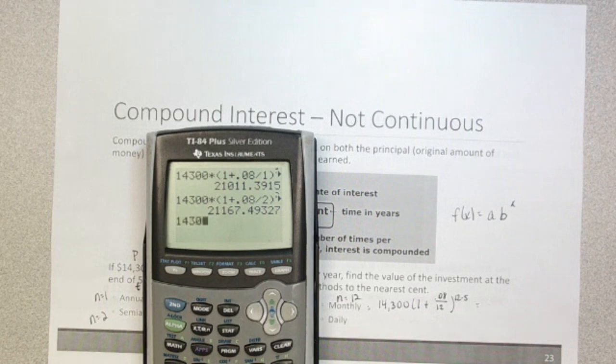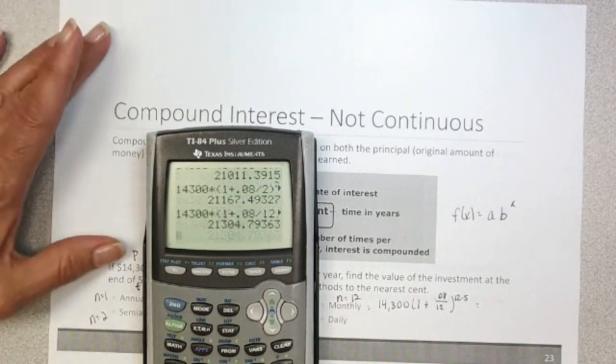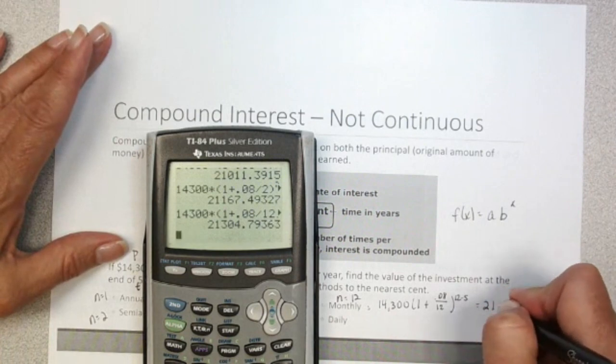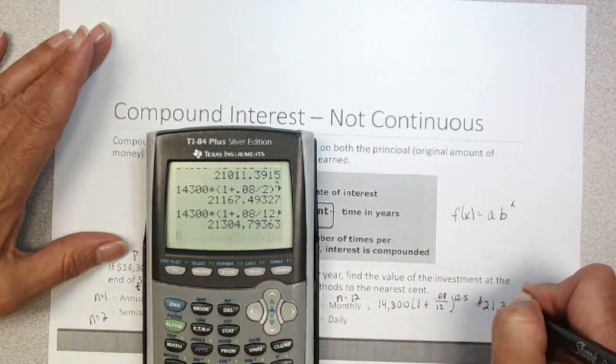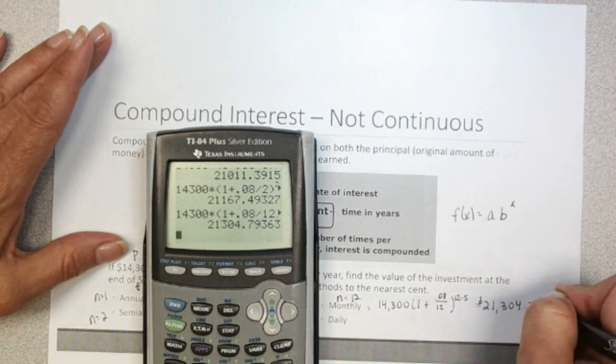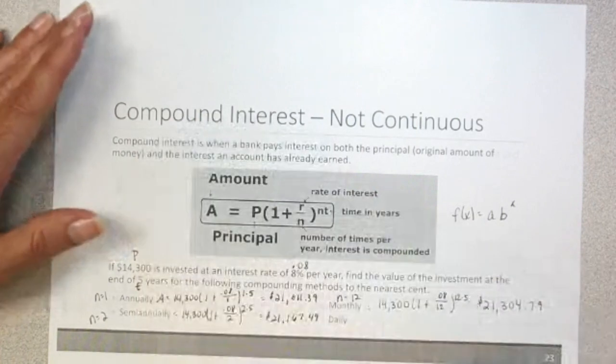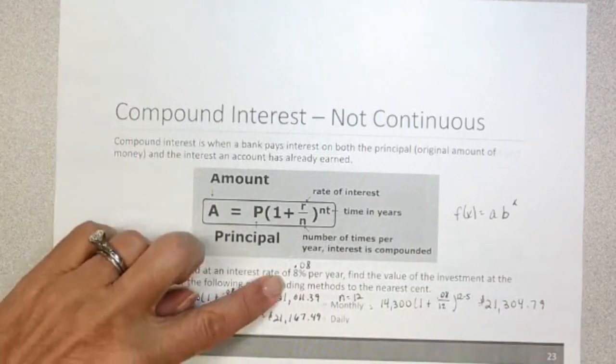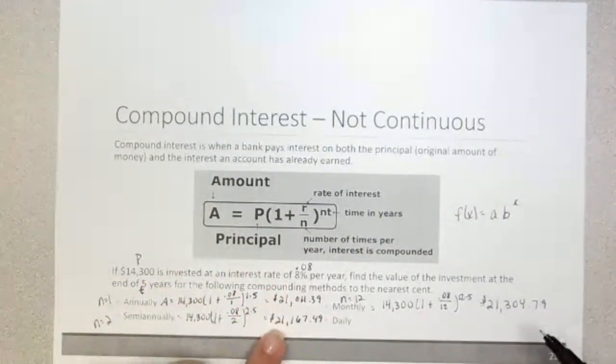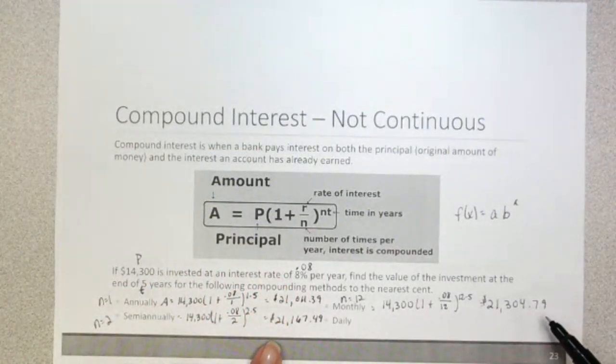Let's see. 14,300 times 1 plus 0.08 divided by 12 raised to 12 times 5, or the 60th power, is $21,304.79. So after 5 years, the more often I compound, the more money I have in that bank account.